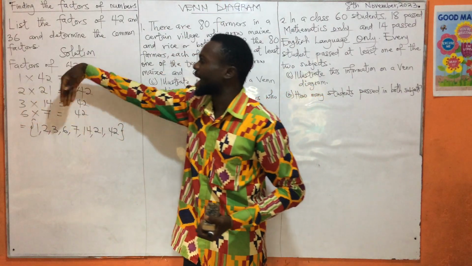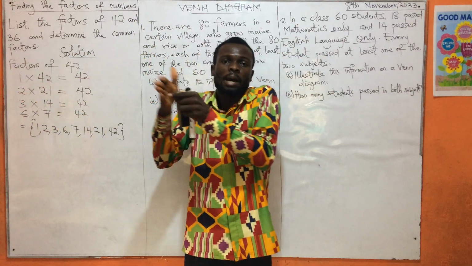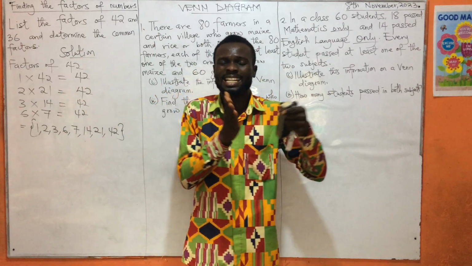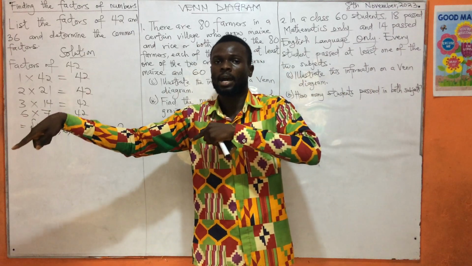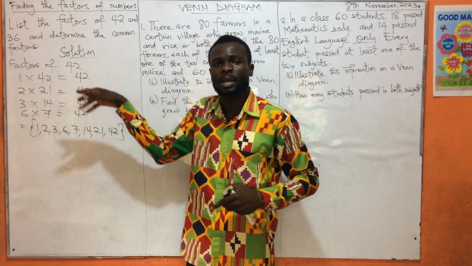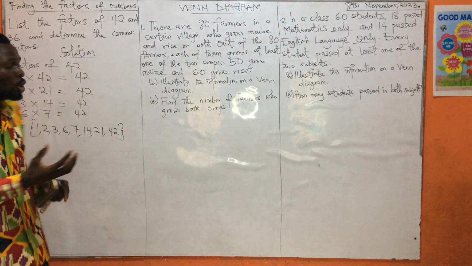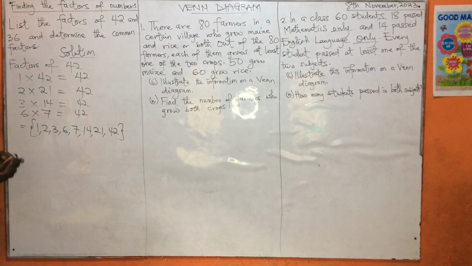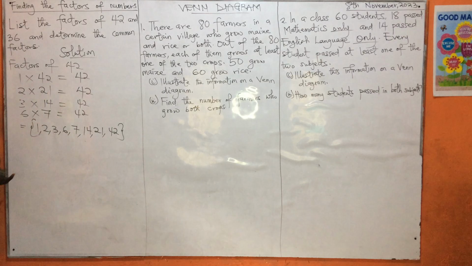that factors are the numbers that, when multiplied, give you the number. So any two numbers you multiply, the result that you get, we say that the numbers you use to multiply are the factors of that number. So these are the possible two numbers that, when you multiply, give you 42. So they are all factors of 42. It says list the factors of 42. I have listed it. Now let's go to 36.